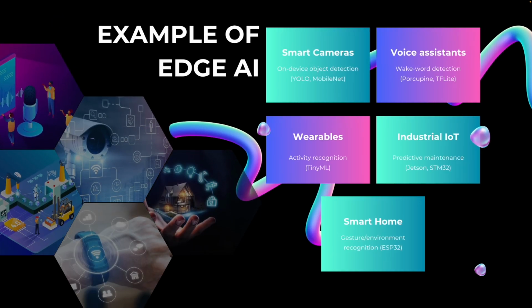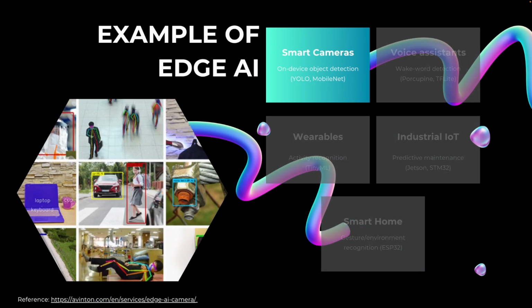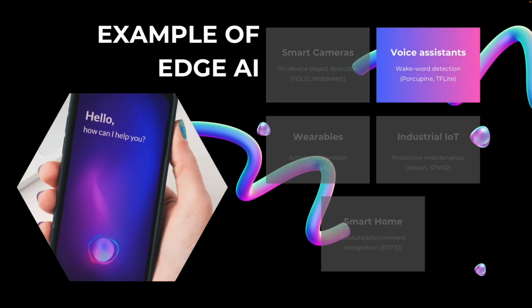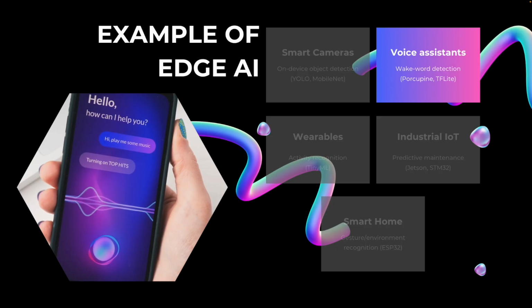Now, let's look at some technical use cases. Here are 5 examples that we can really find on these small devices in the real world currently. The first one is smart cameras. Object detection models like YOLOv5 or MobileNet SSD run on embedded devices, triggering events or alerts without streaming video to the cloud. Next is voice assistants. Wake word detection using models like Porcupine or TensorFlow Lite runs on device, so only relevant audio is sent for further processing.